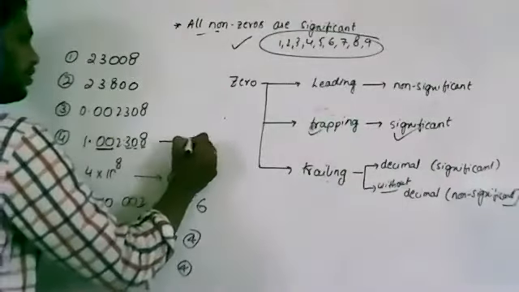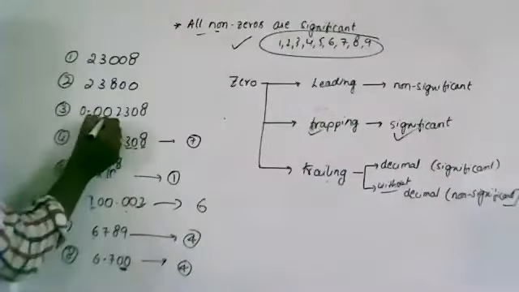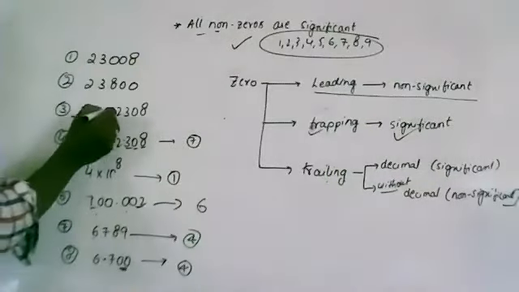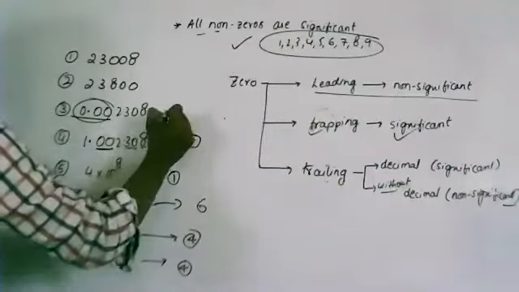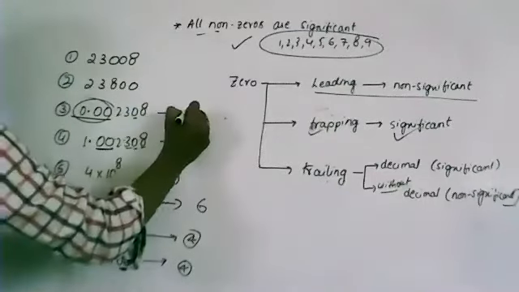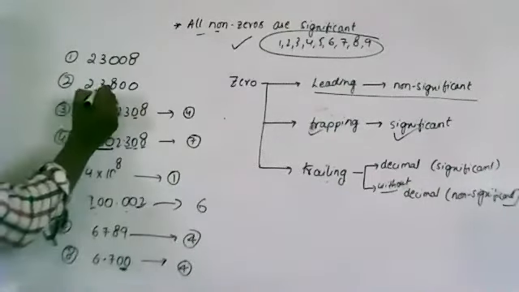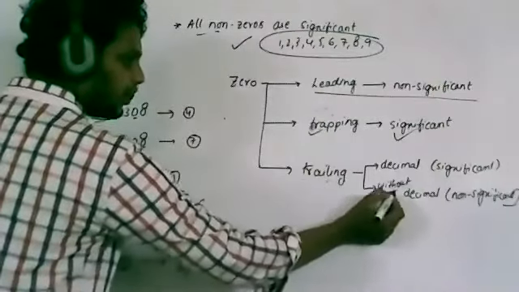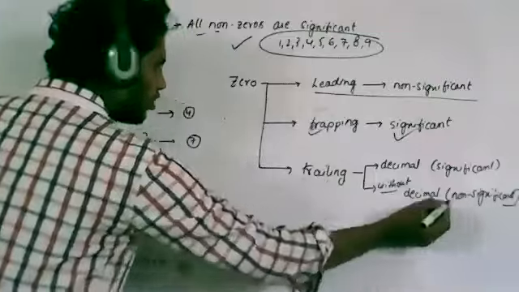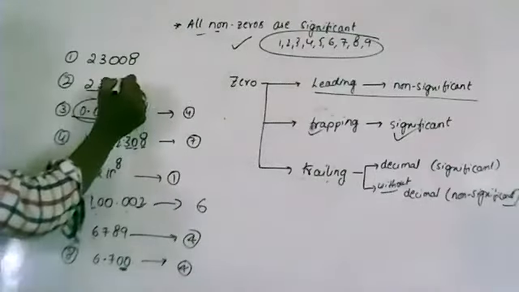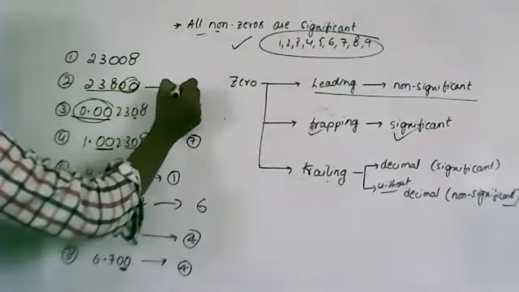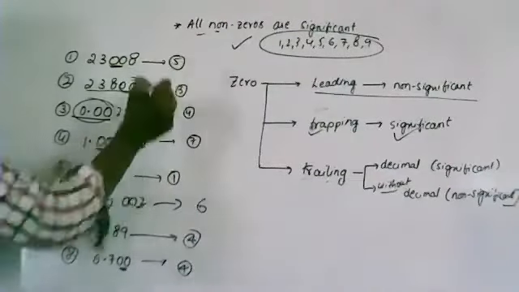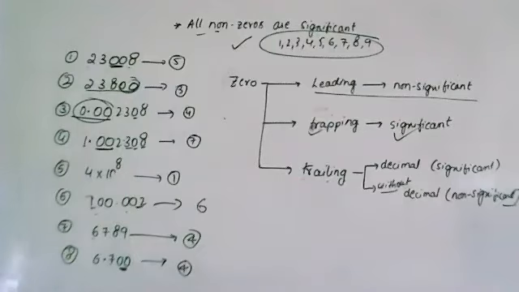So answer is 7. For example, here leading zeros are always non-significant. So these three are leading zeros, non-significant. Therefore, this is a trapped 0. What is the answer? 4. Now, trailing zeros without a decimal. Clear? Trailing zeros without a decimal are non-significant. So no decimal point, trailing zeros. Therefore, non-significant, only 3. Now, two zeros are trapped, therefore 5. I hope you understood this point.